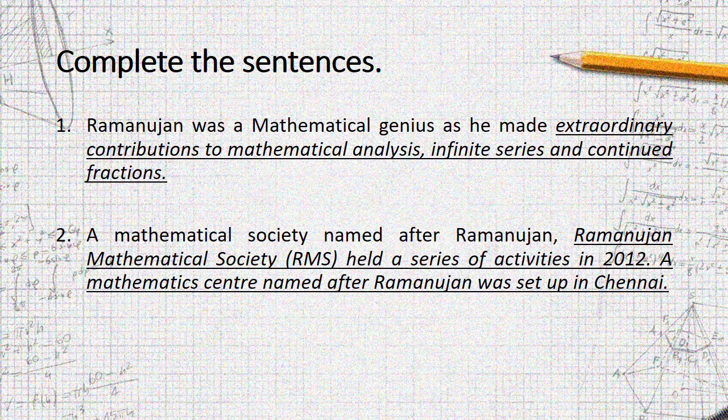Next exercise is complete the sentences. First one. Ramanujan was a mathematical genius as he made blank. You have to fill the blank with the part of sentence which is given in your textbook. So Ramanujan was a mathematical genius as he made what? He made extraordinary contributions to mathematical analysis.